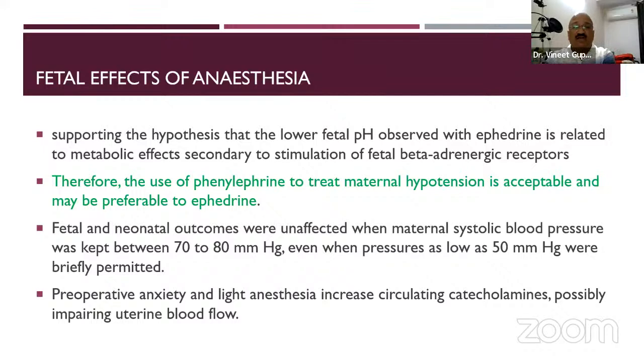Fetal and neonatal outcome were unaffected when maternal systolic blood pressure was capped between 70 to 80 mm Hg, even when pressures as low as 50 mm Hg were briefly permitted. Preoperative anxiety and light anesthesia increase circulating catecholamine level, possibly impairing uterine blood flow. So here comes my point. I started my discussion with preoperative anxiety, that is very important. So if you deal with the preoperative anxiety while counseling the patient, the outcome will always be very good.